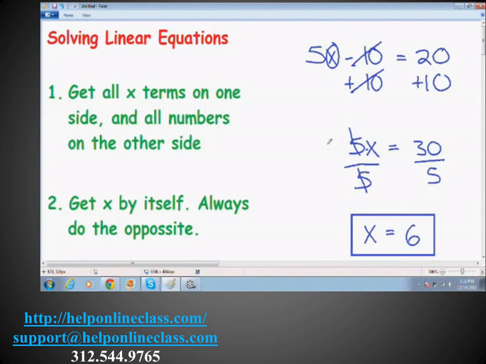So this is just one very easy example on how to solve linear equations. They do get a little more complicated once you involve fractions and once you involve parentheses. I do plan on making more complicated examples, more videos in the near future, so stay tuned.